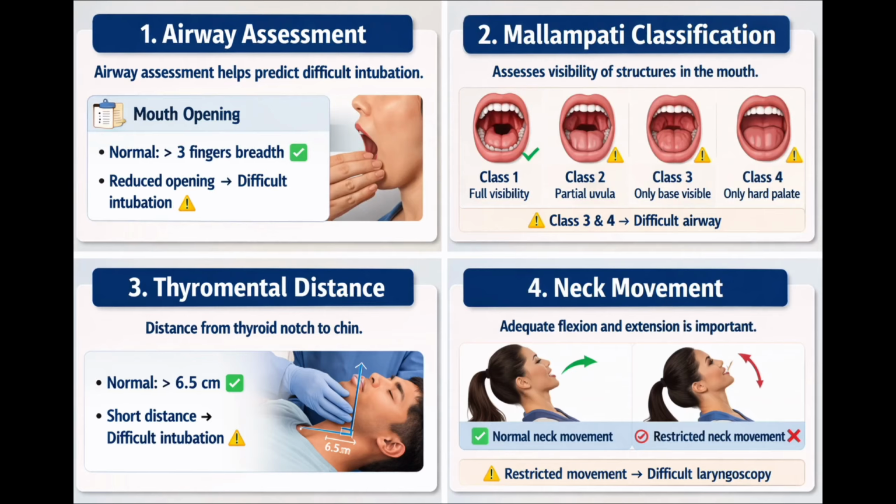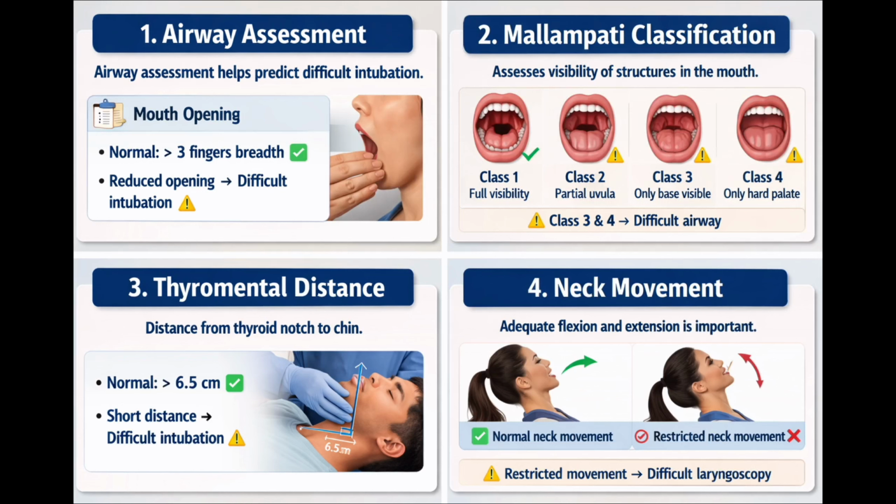Mallampati classification. This classification assesses visibility of structures in the mouth. Class 1, full visibility of tonsils, uvula, and soft palate. Class 2, partial visibility of uvula. Class 3, only base of uvula visible. Class 4, only hard palate visible. Class 3 and Class 4 suggest difficult airway.